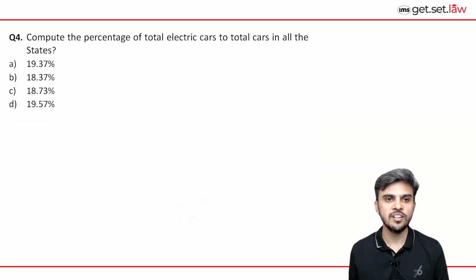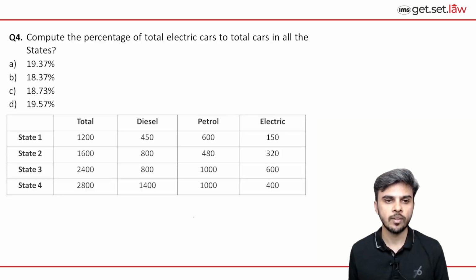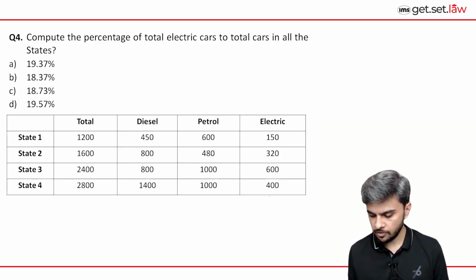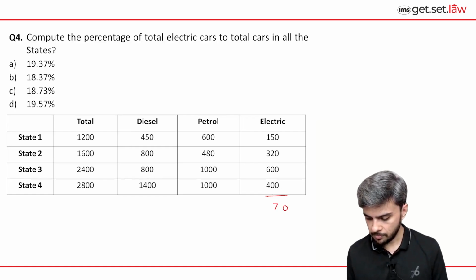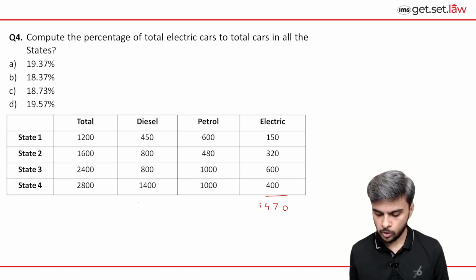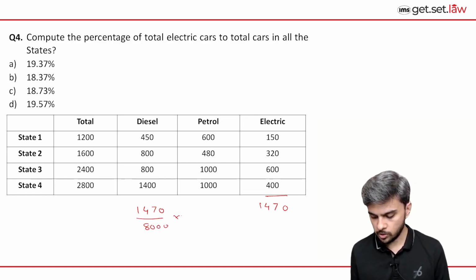Let's look at this question. Compute the percentage of total electric cars to total cars in all the states. If we do the total of electric cars, this comes out to be 1470. And total number of cars in all the states is 8000. So 1470 is how much percent of 8000 is the question.